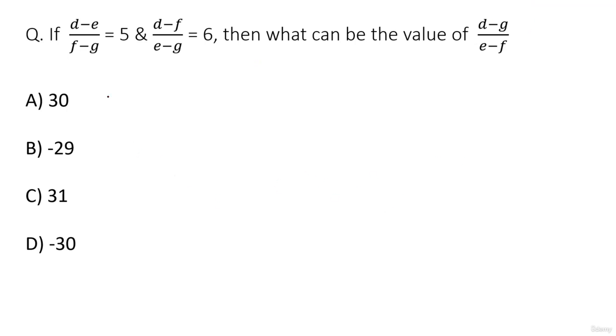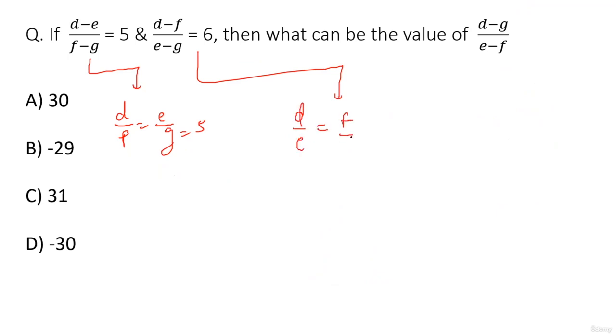The other way, as I said, is you write it this way: d upon f is equal to e upon g is equal to 5, and the other equation you write as d upon e is equal to f upon g is equal to 6. Now for both of them, you just assume g is equal to 1 and see life becomes so easy. If you take g is equal to 1, f is 6 times g, so f is equal to 6. E is 5 times g, so e is equal to 5.